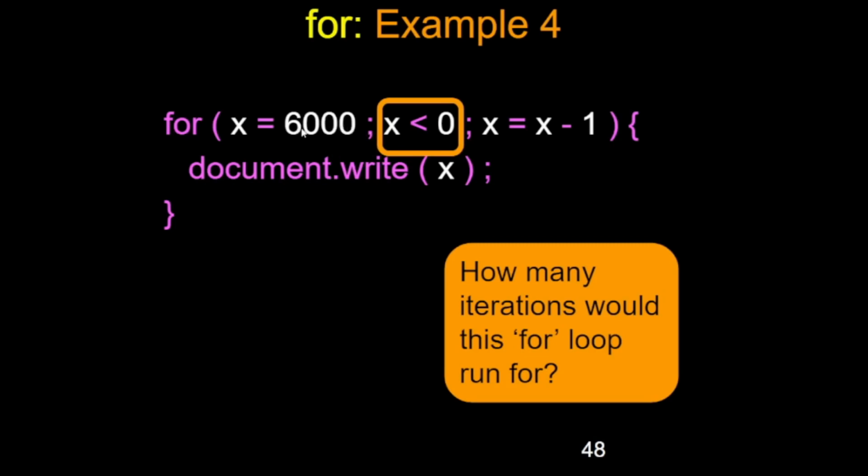Initially the value of x is 6,000, and it will go to the test condition: x is less than 0. 6,000 is not less than 0. So in the very first run, the test condition value is false, so nothing will print in the console and it will exit the loop. So this for loop is executed 0 times. Here is the answer: this loop will execute none, that is 0 times.